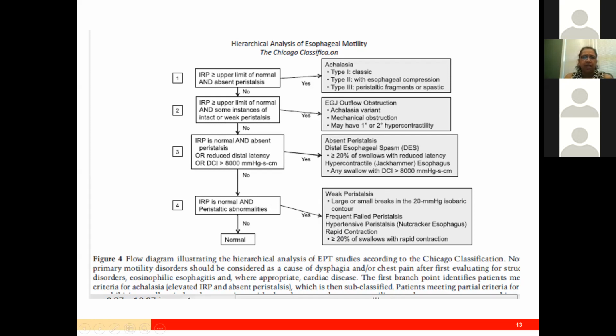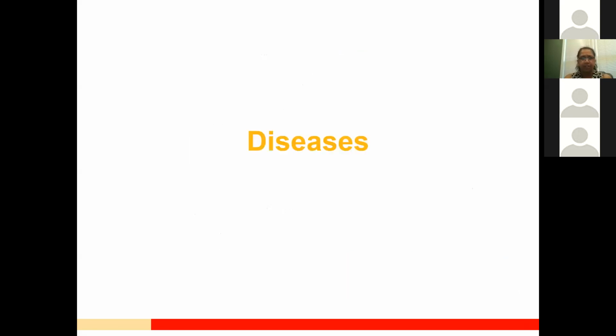So the IRP is the underlying thing that you're going to think about when you're looking at these non-achalasia disorders, and then correlate that with what the body is doing to distinguish it from achalasia.